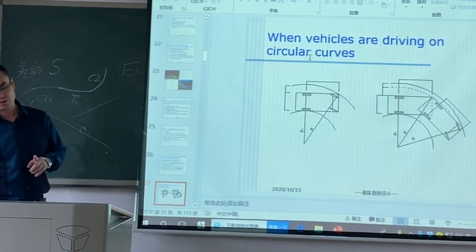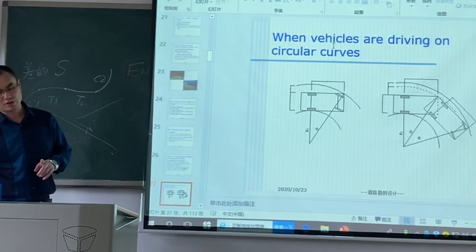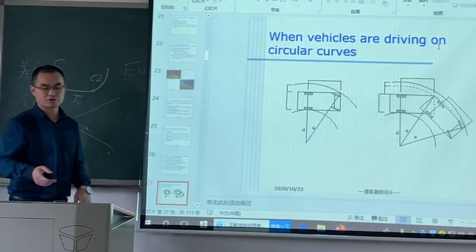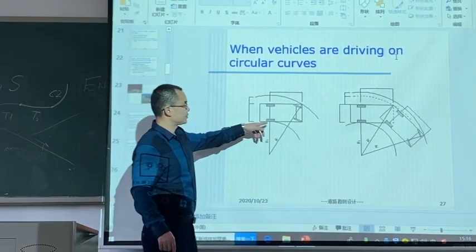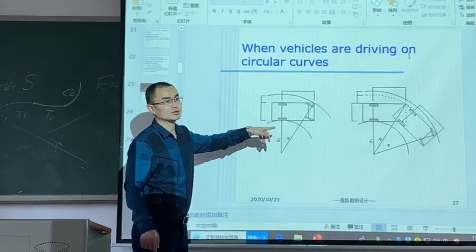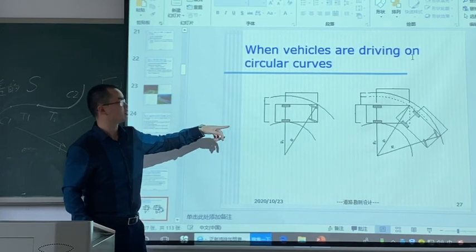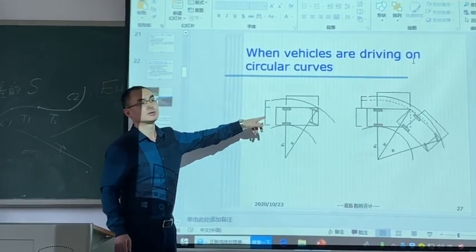When vehicles are driving on a separate curve, this picture is the track of the tire.